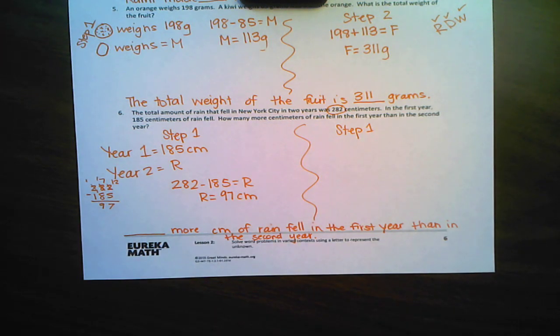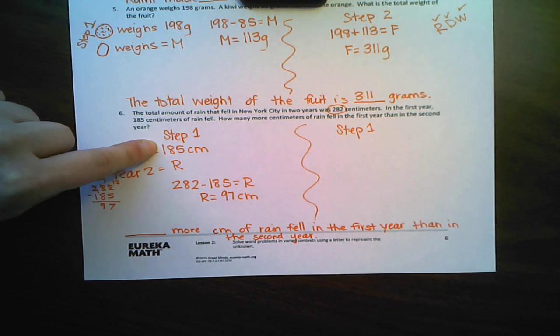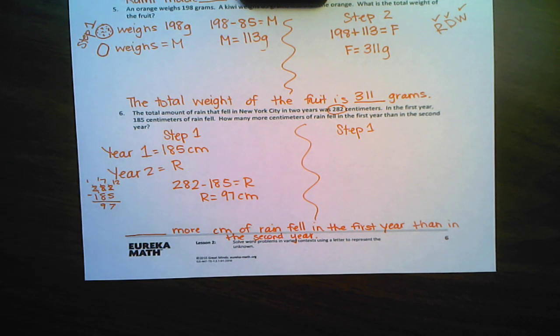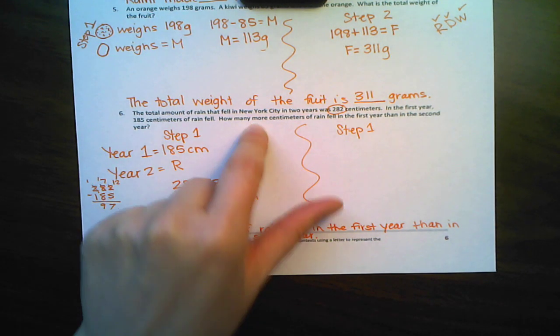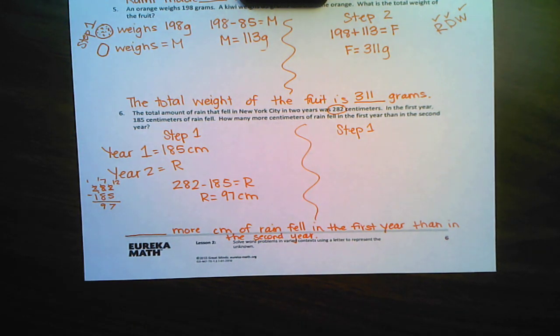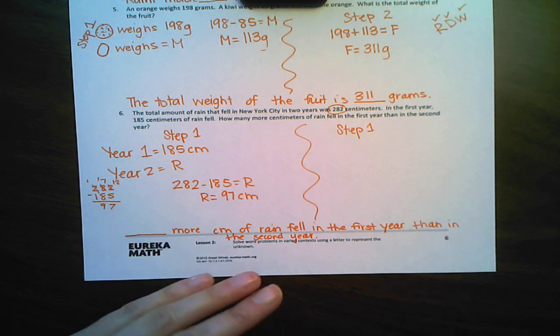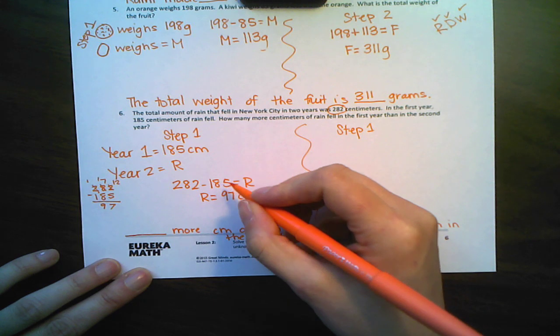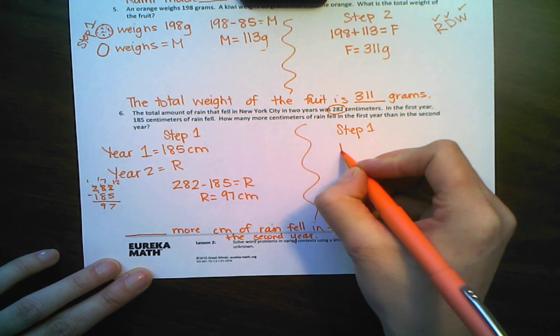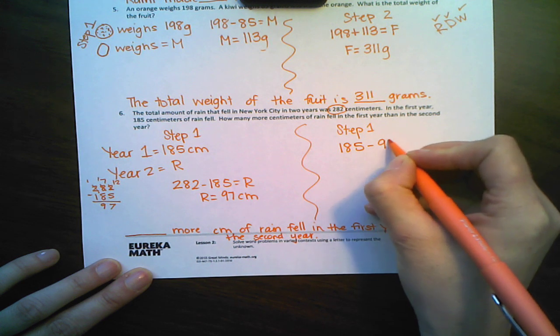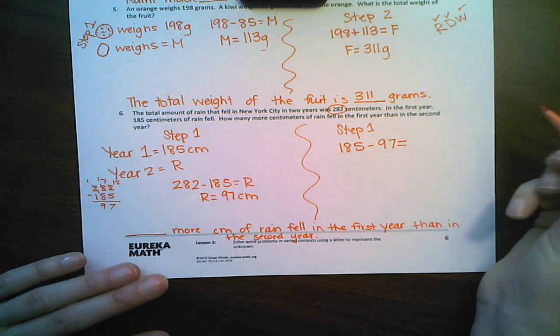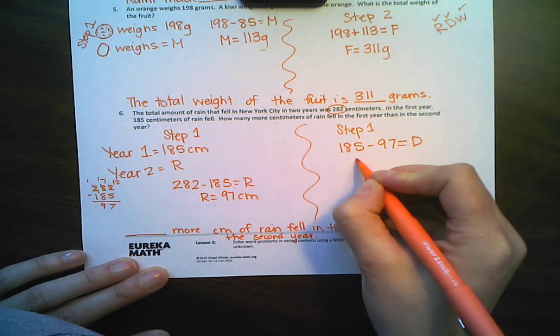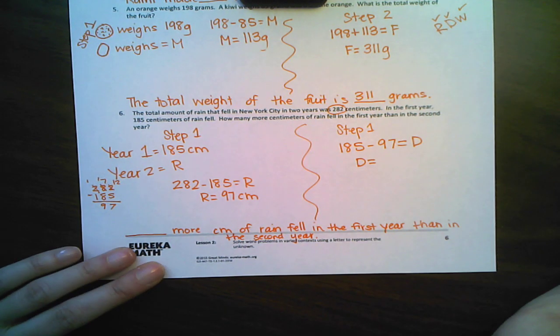Excellent. Okay, so now that we know how much rain fell the second year, we need to answer the question of how many more centimeters fell in the first year than the second year. So again, if we're doing that comparison, how many more centimeters fell, we need to do subtraction. So we're going to take away 97 from 185 to figure out the difference. So let's write that. 185 minus 97 is going to equal D, for difference. We haven't used D yet. D equals. And will you please go ahead and solve for that real quick?